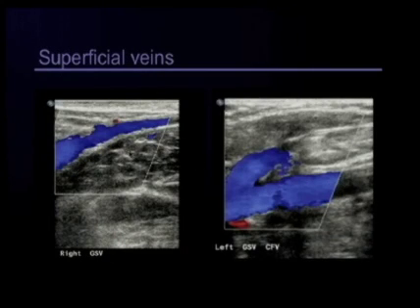The superficial veins are not paired with arteries, and you can see here there is a long axis view of the right greater saphenous vein, and more centrally you can see that the greater saphenous vein joins with the common femoral vein. This is the location where we obtain our image.